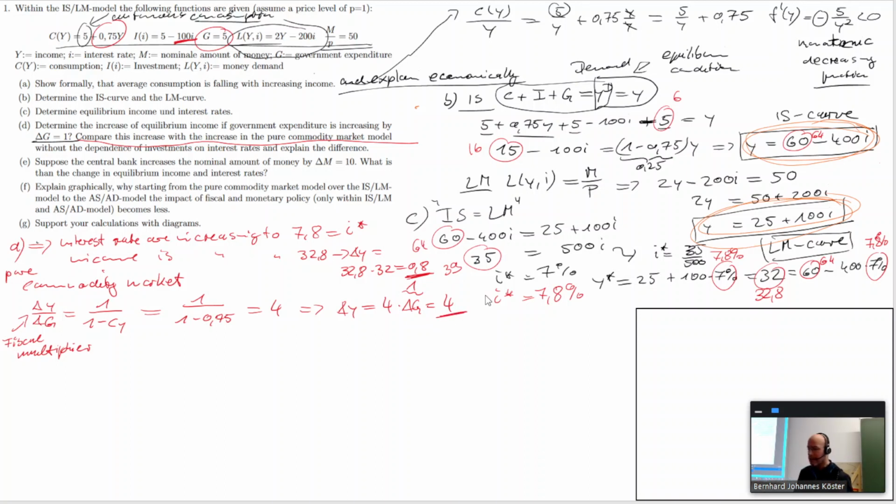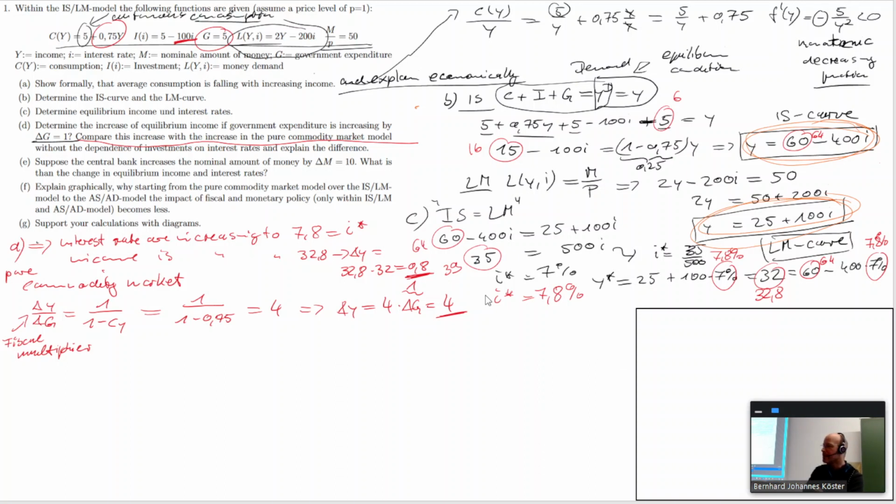And this you should now explain, and this is again a qualitative question. Why does this happen? Well, and this we had within the lecture. Now you have to compare your two models: the pure commodity market model and the model where we add the money market. And especially when we add the money market, we connected the money market and the commodity market via interest rates.